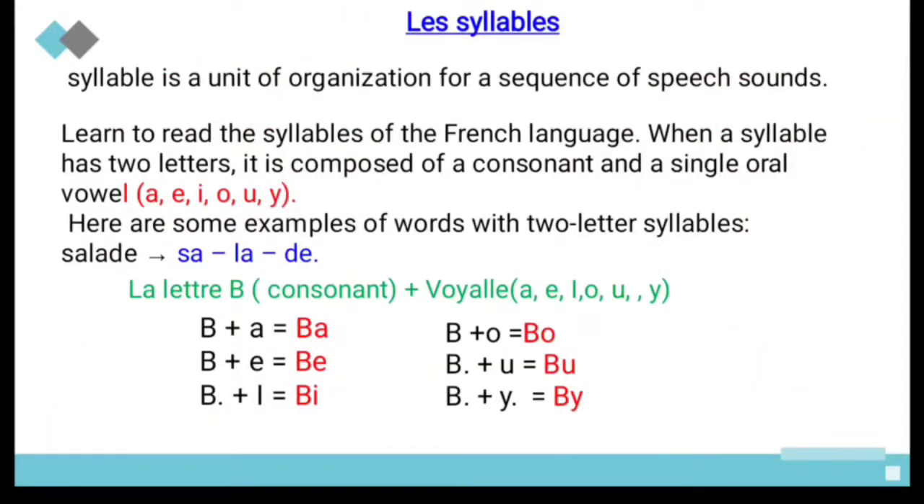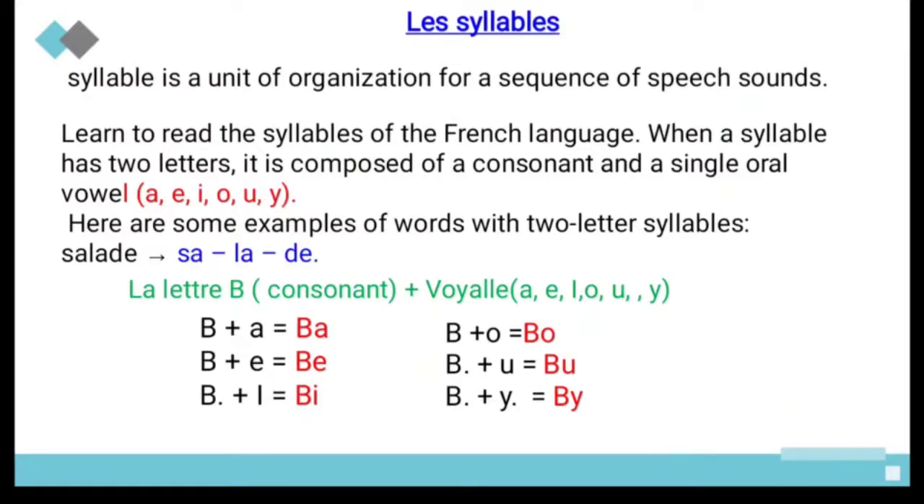And let us move to les syllabes. What is the meaning of syllable? A syllable is a unit of organization for a sequence of speech sounds. It is typically made up of a syllable nucleus, and it is considered the building block of words. Learn to read the syllables of the French language. When a syllable has two letters, it is composed of a consonant and a single oral vowel, that is A, E, I, O, U and Y.